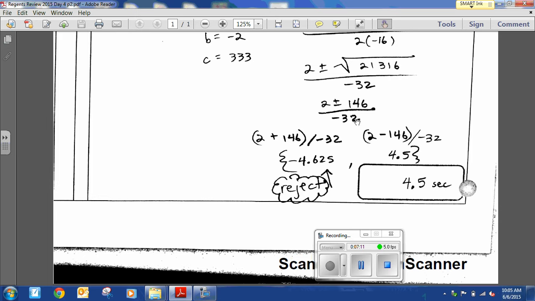If you decide to put this all in the calculator, put the numerator in parentheses, divided by negative 32 to give you negative 4.625. Then when you solve for the negative version, put 2 minus 146 in parentheses divided by negative 32. That gives us a positive result of 4.5 seconds.